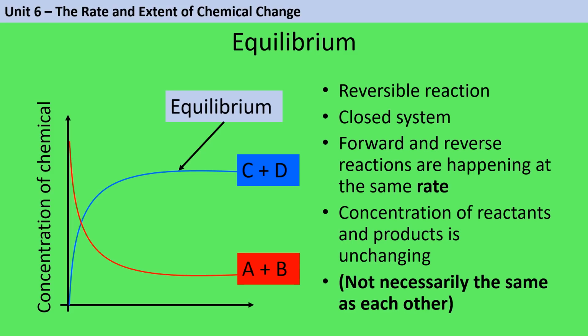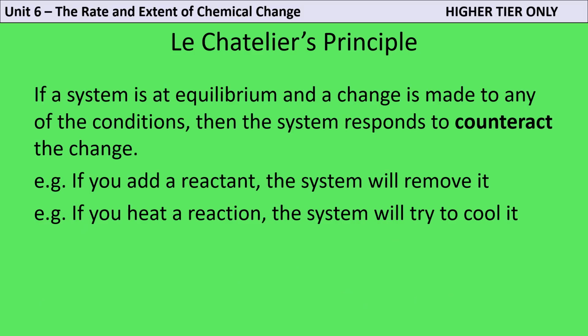So if I was going to look at a graph of a reversible reaction reaching equilibrium, I could identify equilibrium as the point where the graph completely flattens out. If you're taking higher tier, then you need to be able to use Le Chatelier's principle in order to explain how we can move the position of equilibrium by changing the reaction conditions.